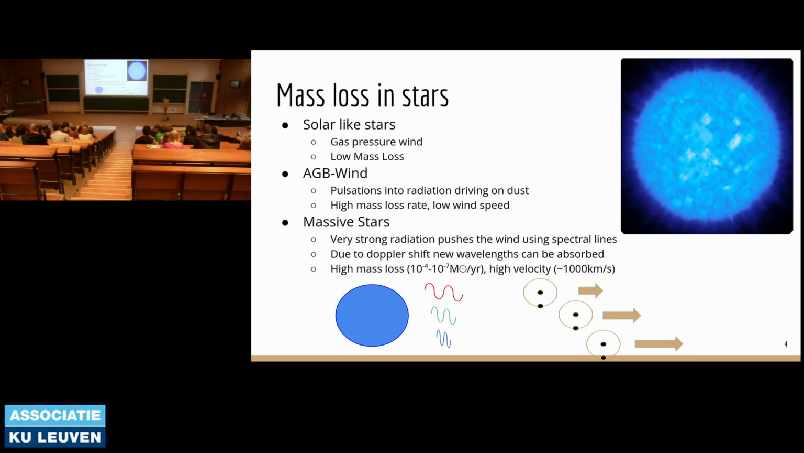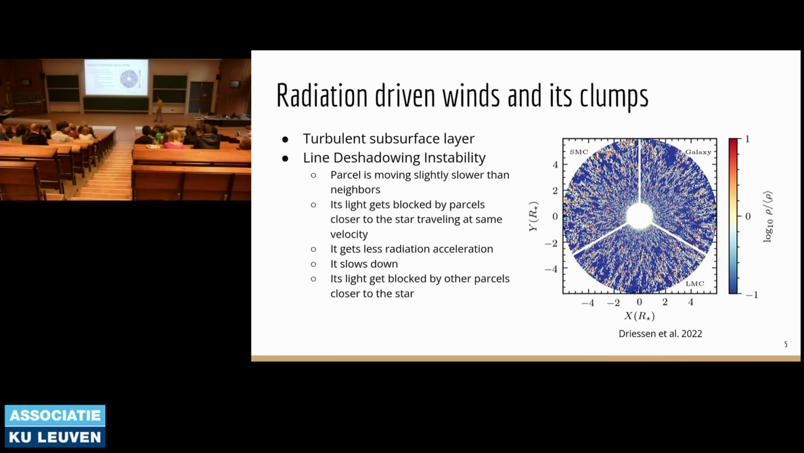Now, these massive star winds, these radiation-driven winds, have some natural clumpiness to them, in two ways. First, the turbulent subsurface layer, where the wind actually gets launched, is not completely static. It's not like a nice hydrostatic layer. There's some stuff going on. So when the wind gets launched, it transfers this unevenness into clumps in the wind.